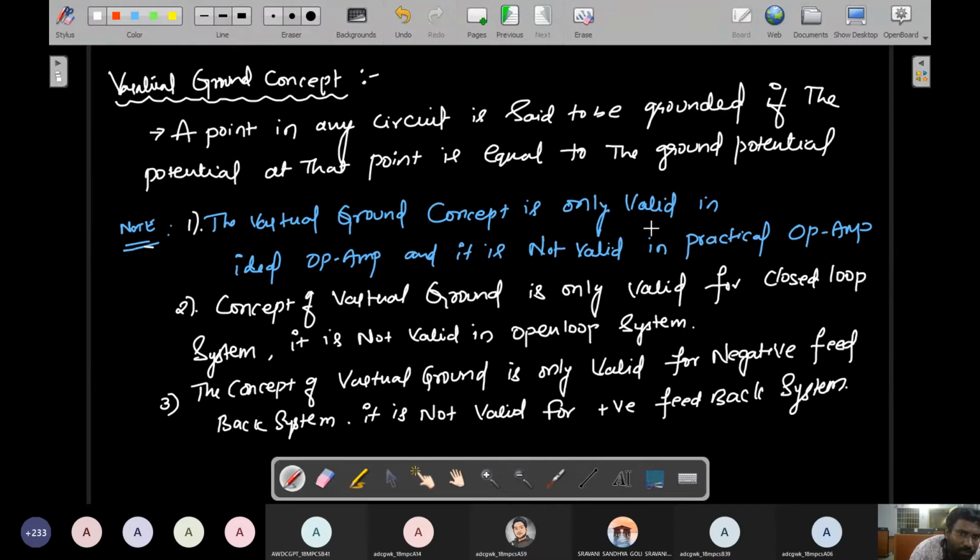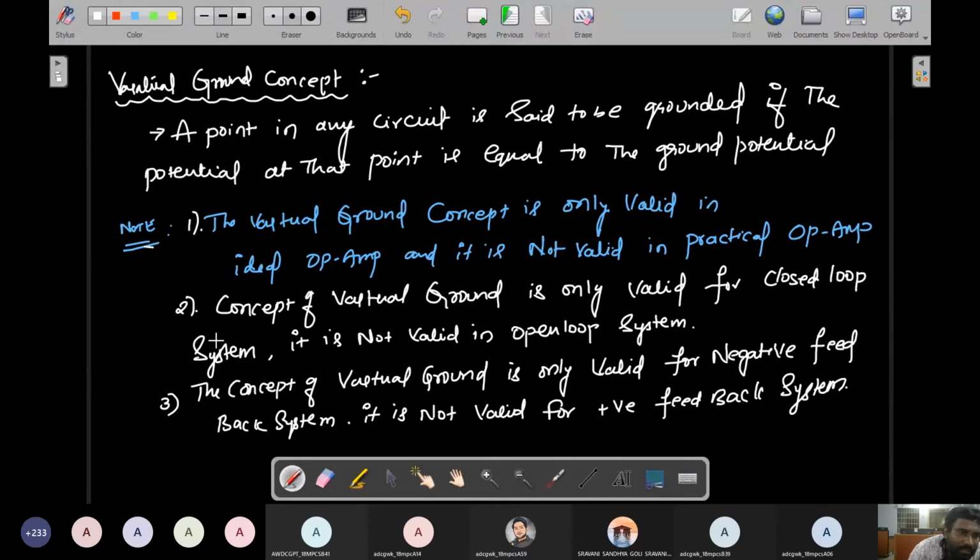The virtual ground concept is only valid in an ideal operational amplifier and it is not valid for practical op-amps. It works only in the ideal op-amp because the gain of an ideal operational amplifier is always infinite. That is the reason, and it is not valid in the practical case.